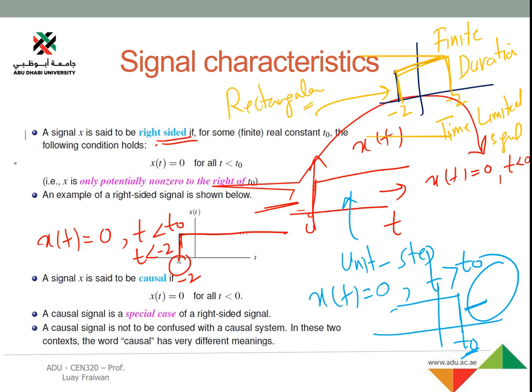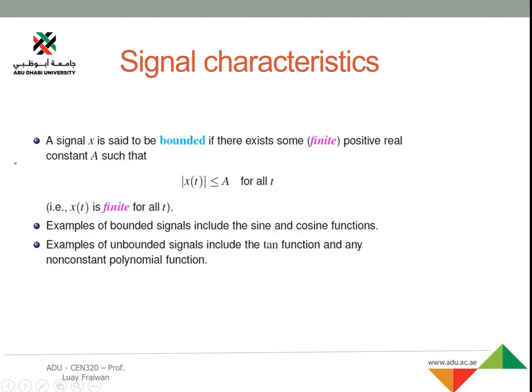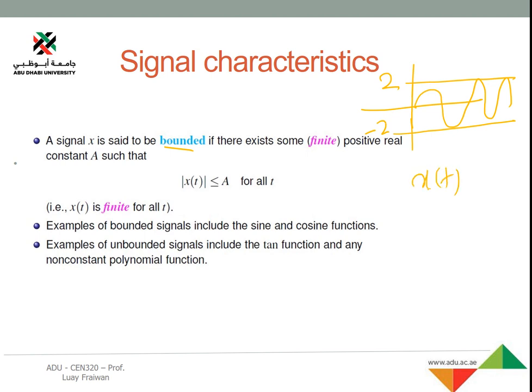Another property of a signal is that it can be bounded. Bounded means, for example, this is my sine wave, and the sine wave is bounded by this amplitude, for example 2 and -2. If the signal is within a specific amplitude, we say that our signal is bounded. Mathematically we can write that the magnitude of the signal, these symbols denote magnitude, is less than a specific value. For example in this case the magnitude is less than 2.